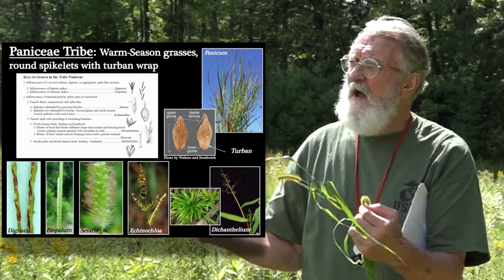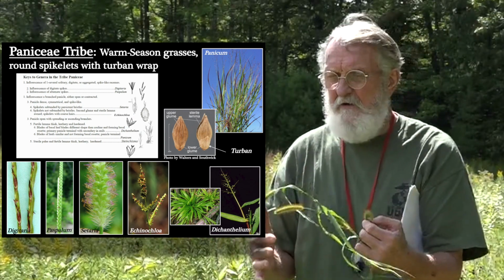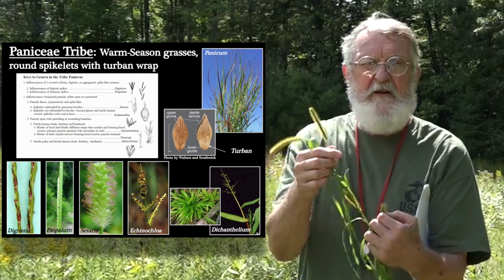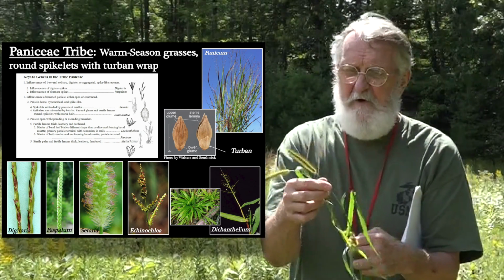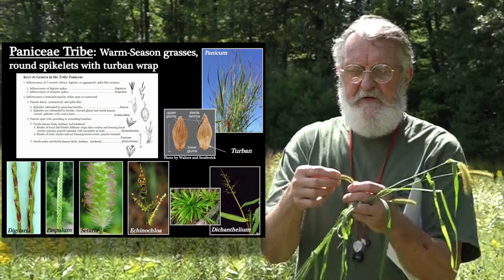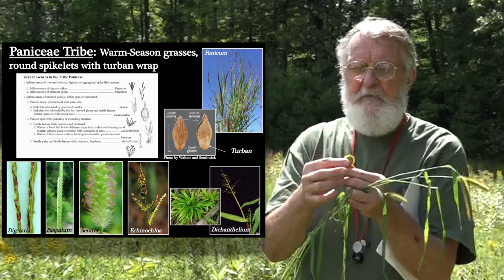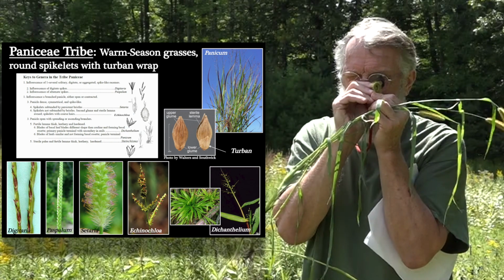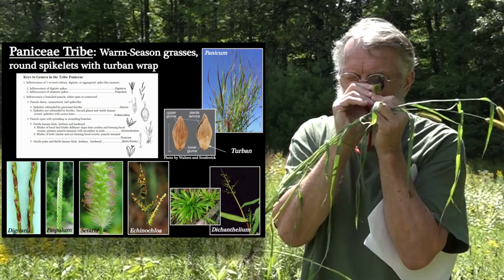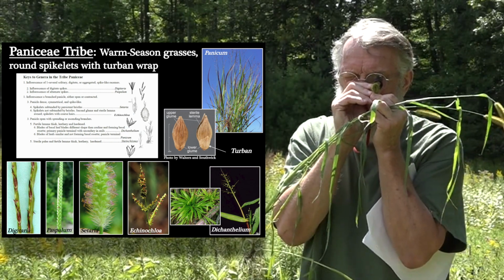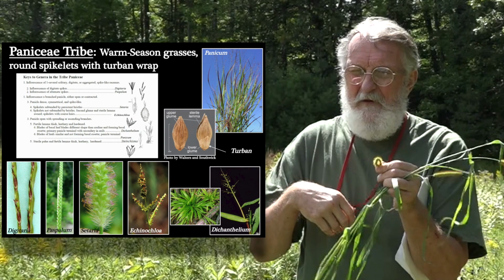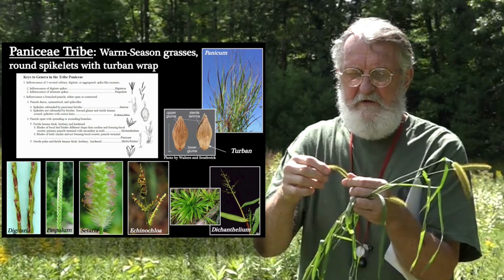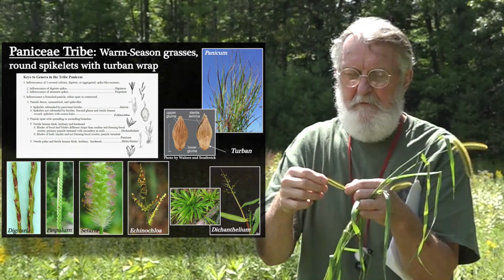And if you go to the southwest, you get into Arizona, New Mexico, you pick up a lot more of the same warm season grasses, but different genera. So this is the Paniceae, and I can quickly tell that by looking, and there's that roundish spikelet with that one glume at the base that looks like a turban wrap at the bottom that distinguishes the tribe.